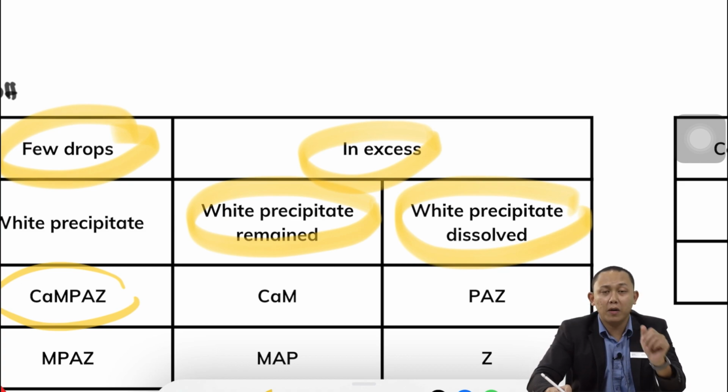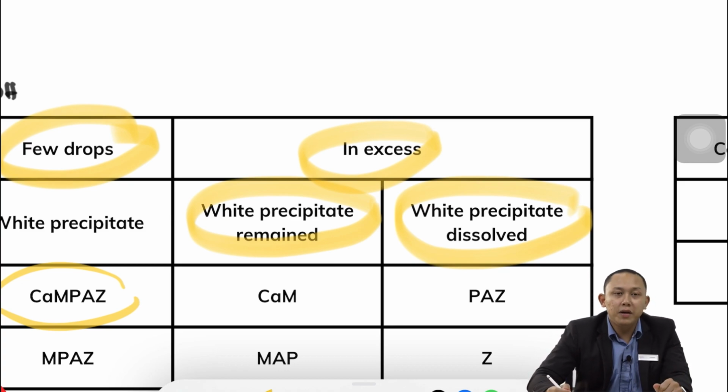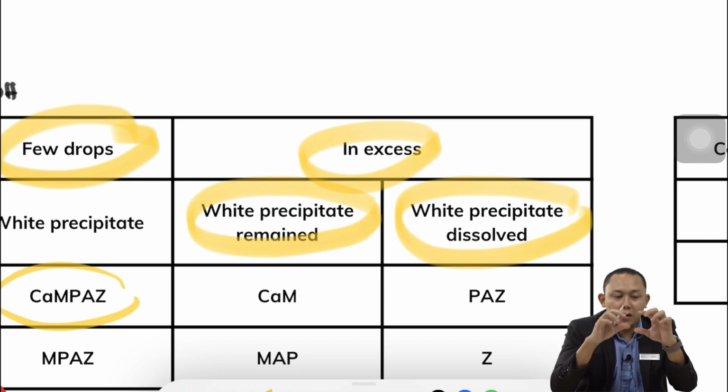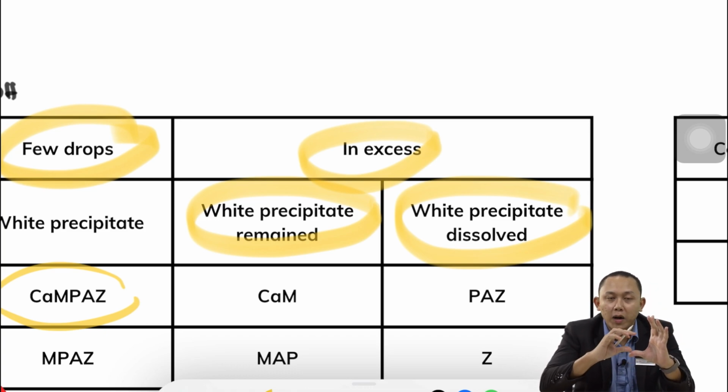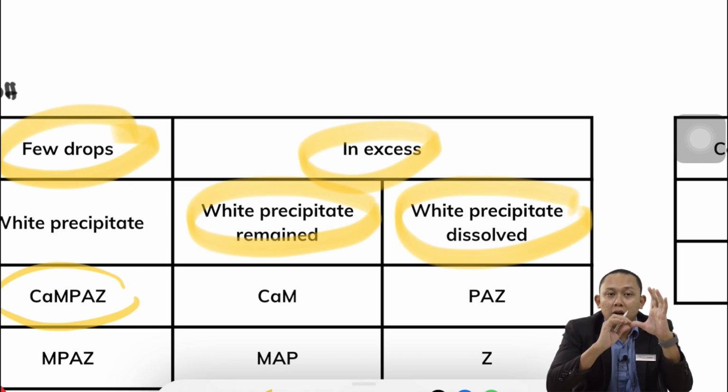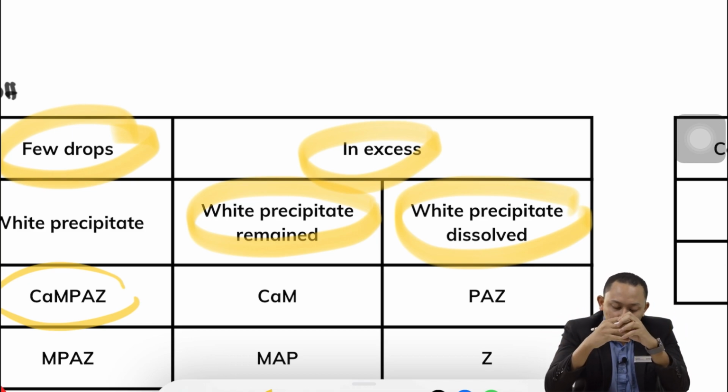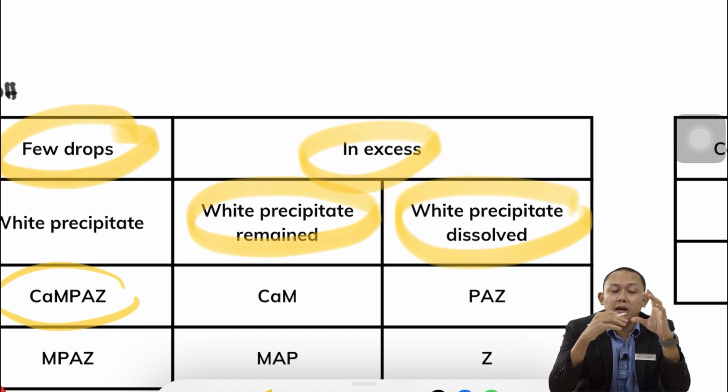What does it mean by remain and what does it mean by dissolve? Remain means that the white precipitate is still there. When you add in excess, the white precipitate from when you added a few drops is still there, even if you shake it, it still remains at the bottom of the test tube. Another possibility is that your white precipitate will dissolve. Dissolve means it's gone. You add in excess NaOH solution, shake it, and you can see no more white precipitate.